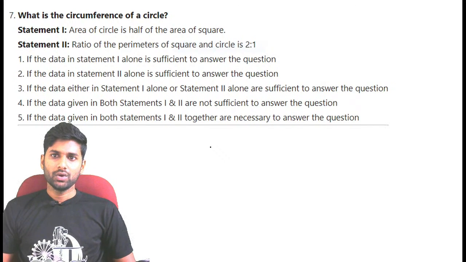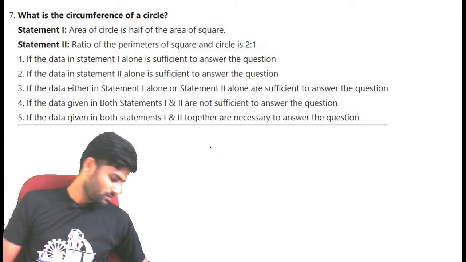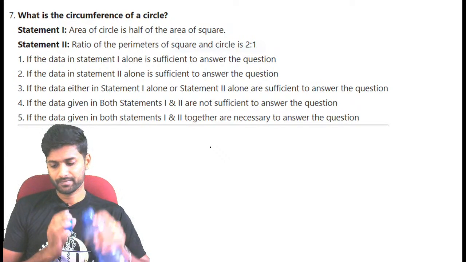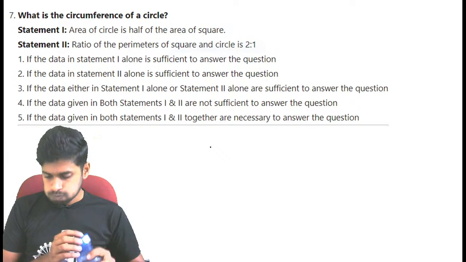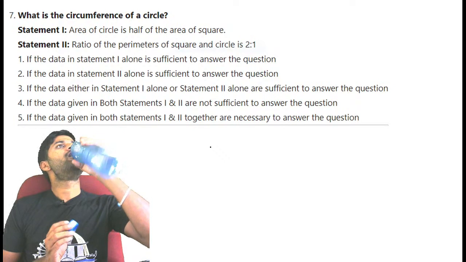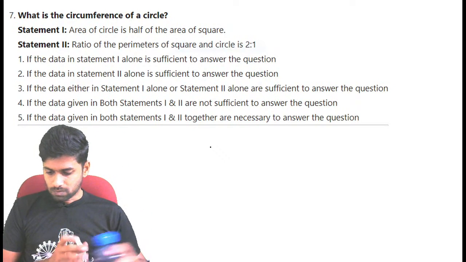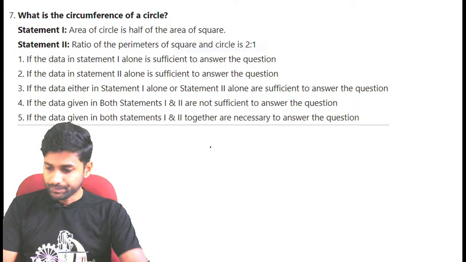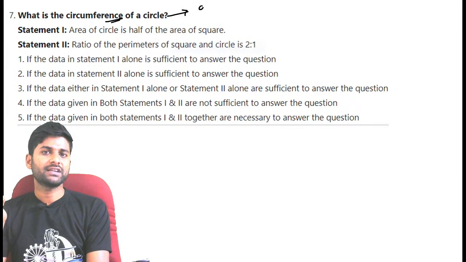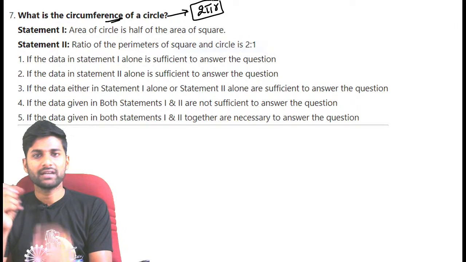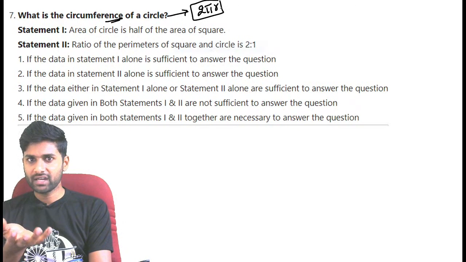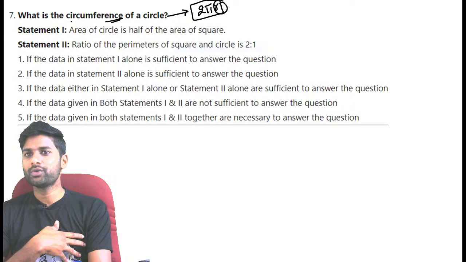Next one. What is the circumference of the circle? So can we solve by using those statements? Can we get the circumference of the circle or not? Now see, the circumference of a circle is exactly equal to 2 pi r. That is the first important point. So if we want 2 pi r, definitely we need to find the r value. If you have the r value, definitely you can get the answer.